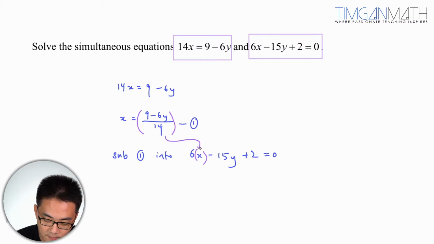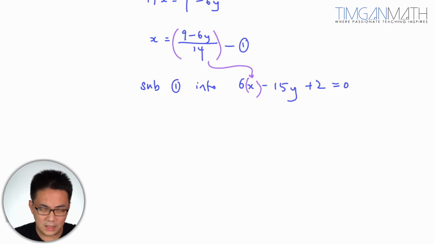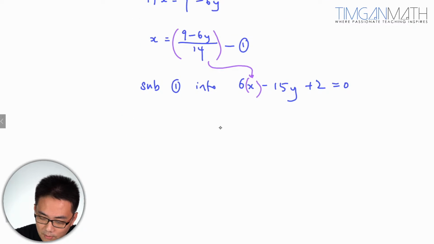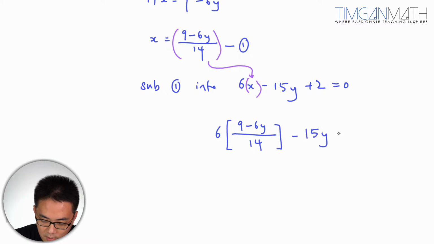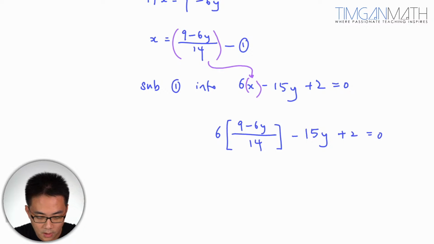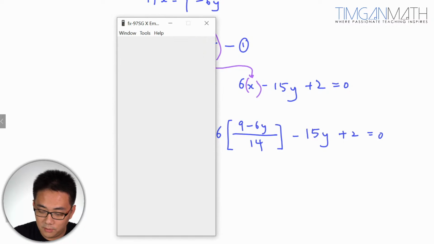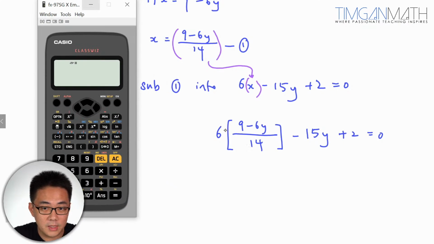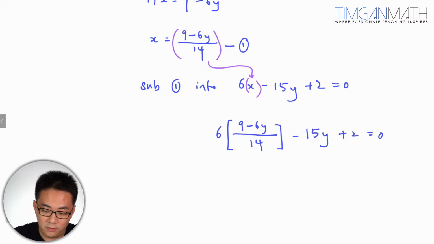Just replace it in here. So once this is replaced in, just remember you could break it 14 as such, minus 15y plus 2 equals 0. And once this is done, bring your calculator and simplify 6 and 14. This is 6 over 14, so this will be 3 over 7. So I'm going to put 3 here, and this is 7 here.